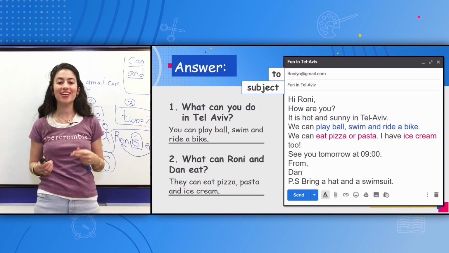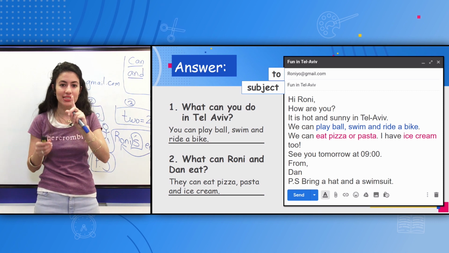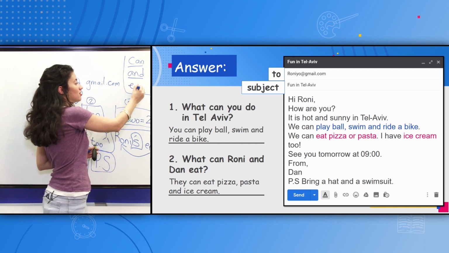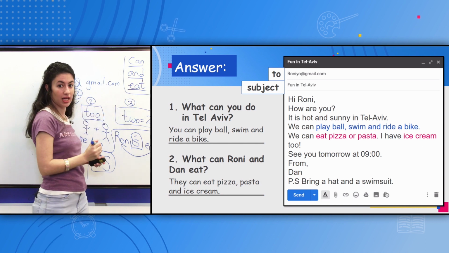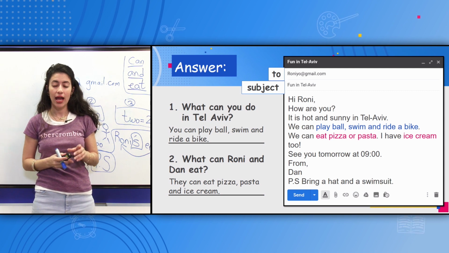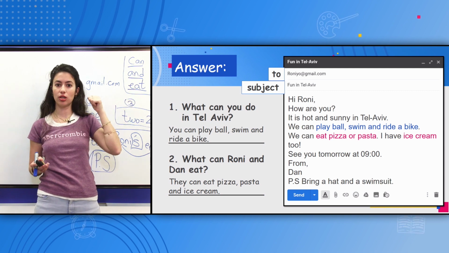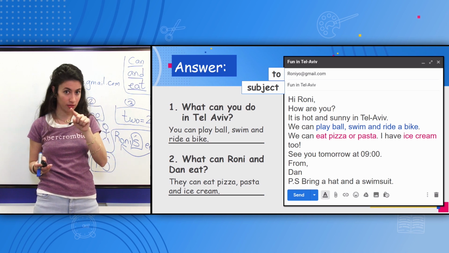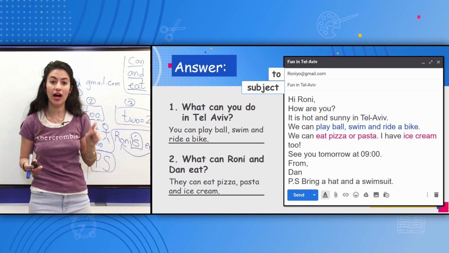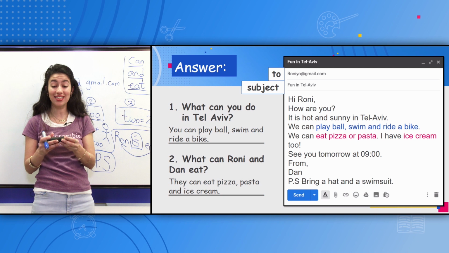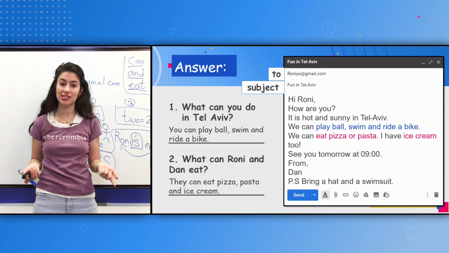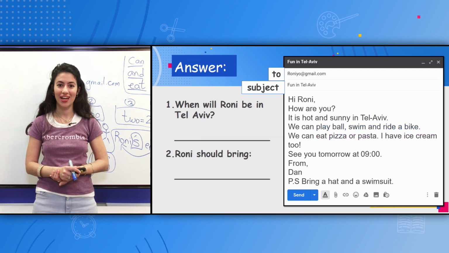Number 2, what can Ronnie and Dan eat? Same here. You look for the word eat in the text. You find it. Look at the red words in the text. You find the word eat. You go back to the beginning and you read. We can eat pizza or pasta. I have ice cream too. So you see that there are more than one thing. Pizza or pasta. Okay?